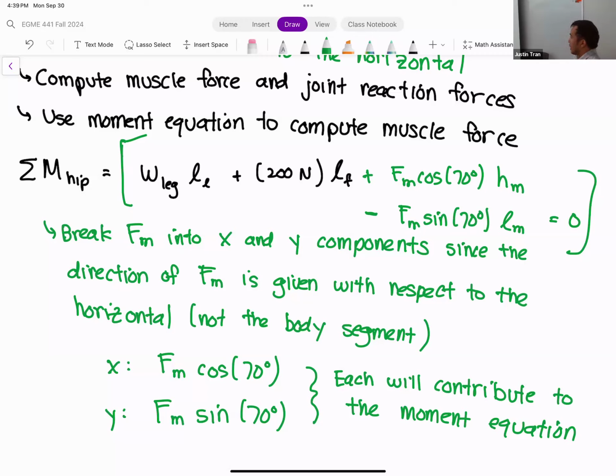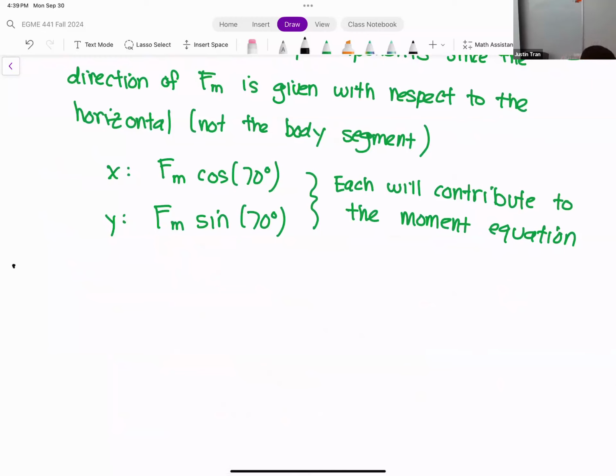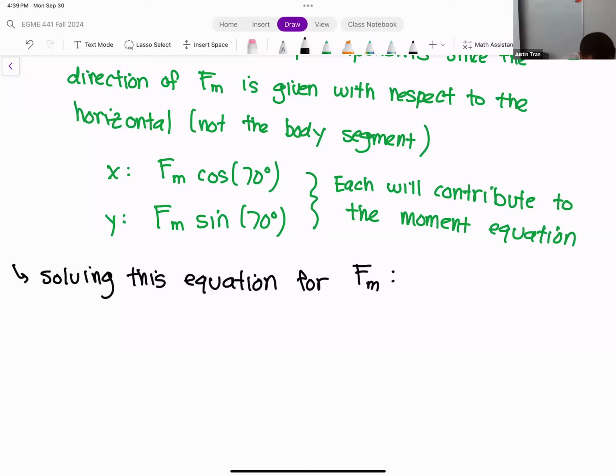Okay. All right, so from here, it's just algebra. So we're going to move everything that's not FM to one side of the equation, everything with FM to the other side. Okay. And so just for the sake of time, I'm going to go ahead and skip through the algebra. And so it's just simple algebra here to solve for FM.